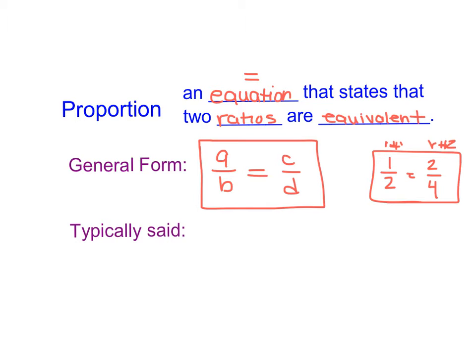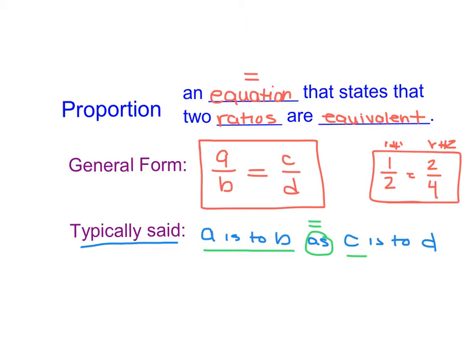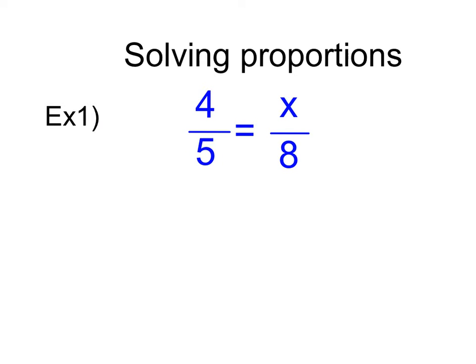Now we're going to look at how it's typically said in words. This is typically said as A is to B as C is to D. And you can actually see the proportions hidden in there. A is to B means A is in your numerator, B is in your denominator, as is your equation, C is to D, so C in your numerator and D in your denominator. What we're going to spend the rest of today doing, now that we understand what a proportion is, is working on solving them.